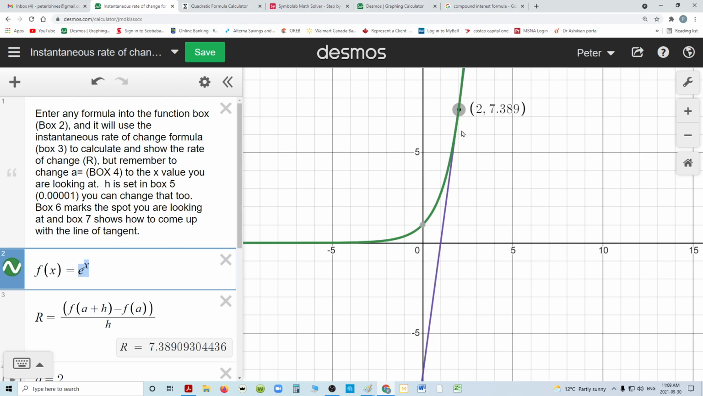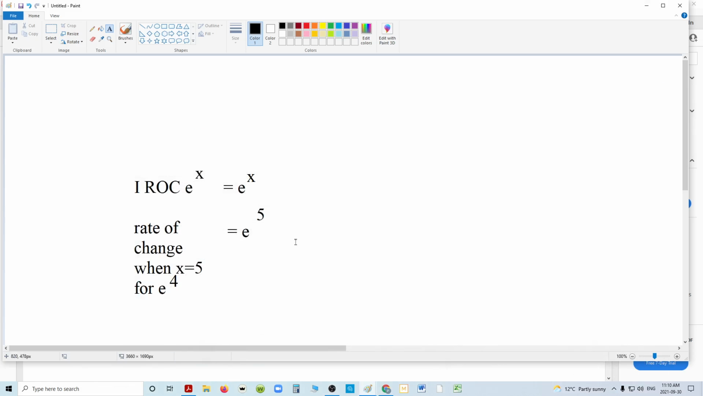And y represents the height. So the rate of change is always the same as the height of the graph if you go straight down to the x-axis. This is important later on.